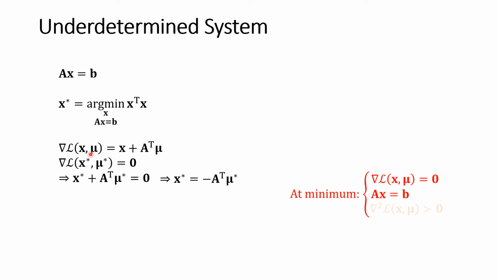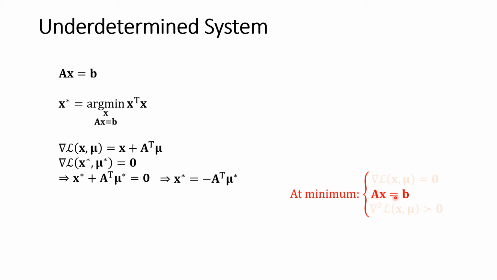Now, coming back here, the first derivative has to be equal to zero. Let x star, mu star be the saddle point at the constrained minimum. So, the derivative of the Lagrangian has to be equal to zero at x star, mu star, whence we get x star plus A transpose mu star equals zero, or x star equals negative A transpose mu star. And so we have taken care of the first derivative of the Lagrangian being equal to zero. Since it was already equated to zero, we can ignore this condition for the minimum.